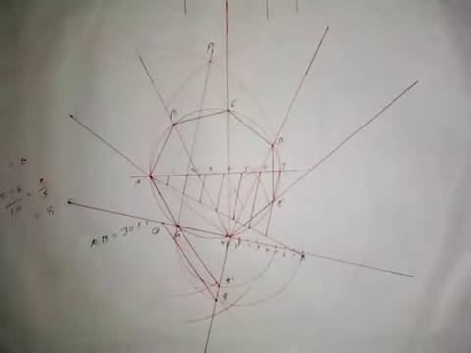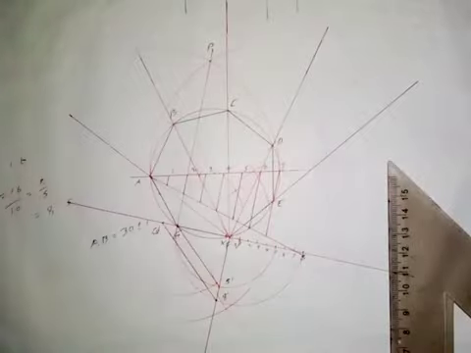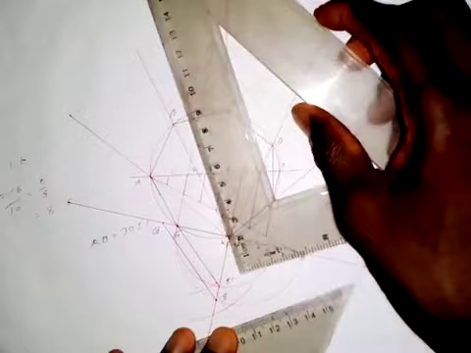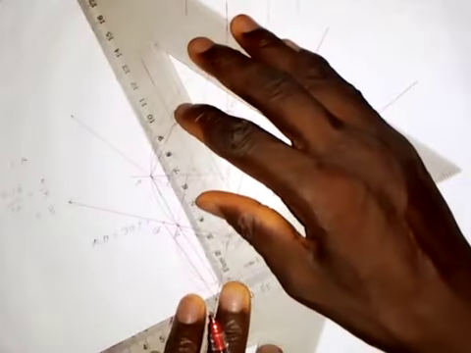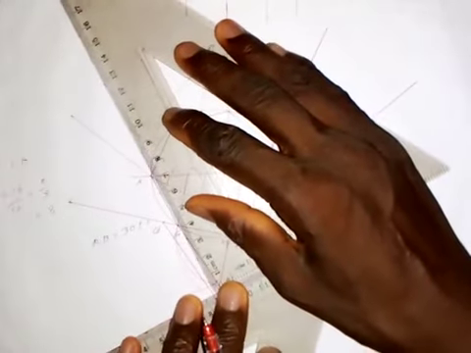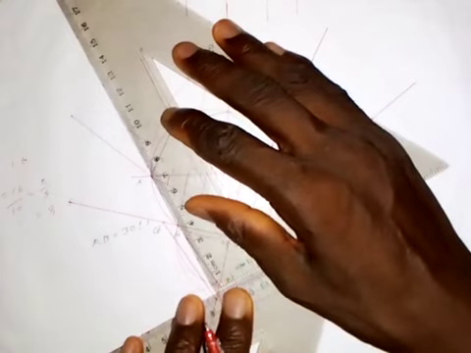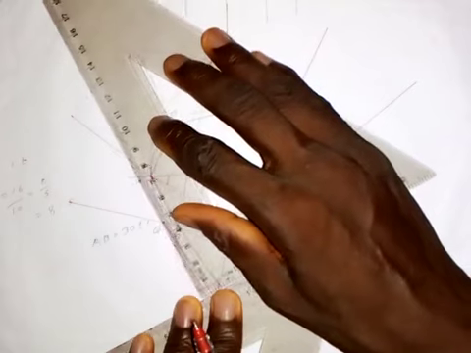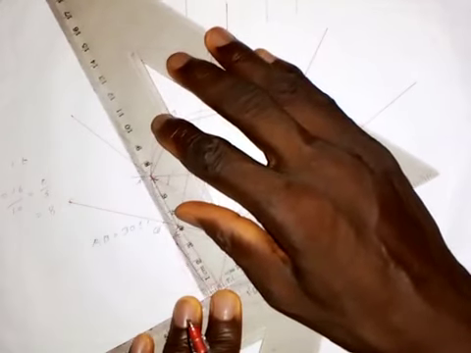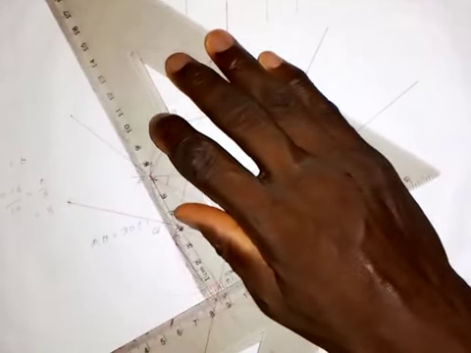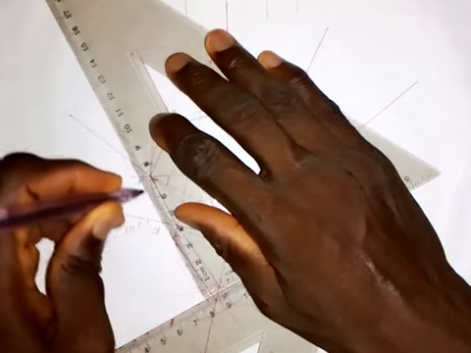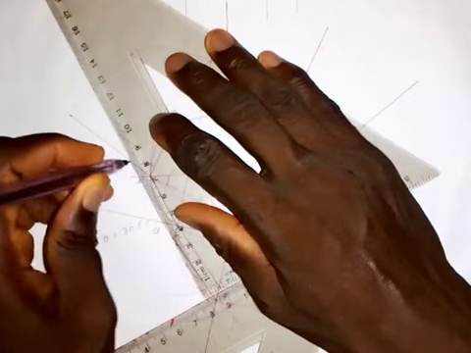The next thing we are going to do is draw a line parallel to each of the lines that we have here. If I set my set square on AG like this, then I will shift it to G prime. So this is G prime. Then I will draw a line like this. The point here is A prime.